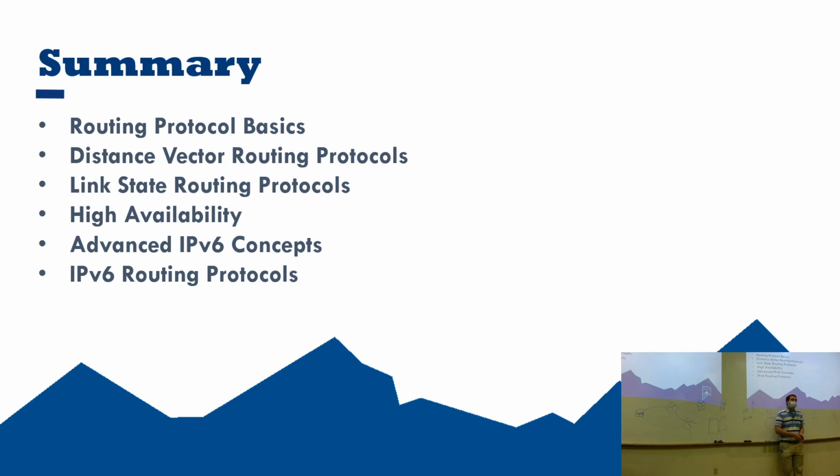So I'll just kind of wrap things up. We talked about the various routing protocols, talked about a little bit of routing basics, talked about distance vector and link state, talked a little bit about high availability protocols, and a little bit more with IPv6. Any questions?